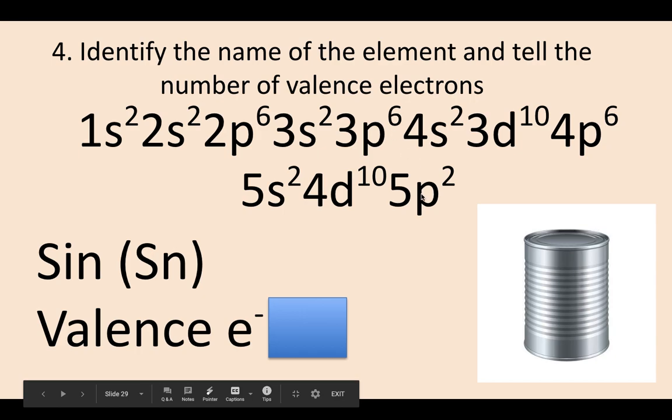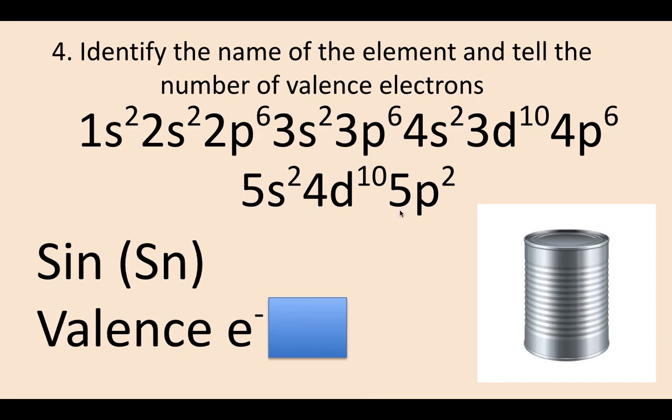Our highest energy level here is 5. So we have 5s2 and 5p2. Notice it is split, and that's okay. You still want to add them together. So our valence electrons is going to be 4.